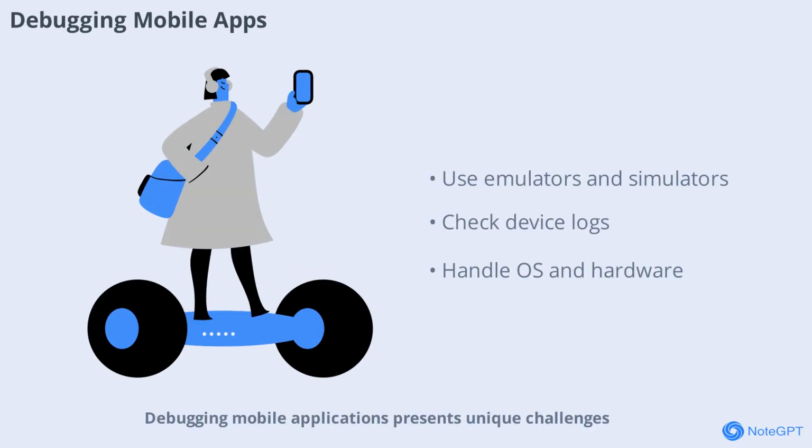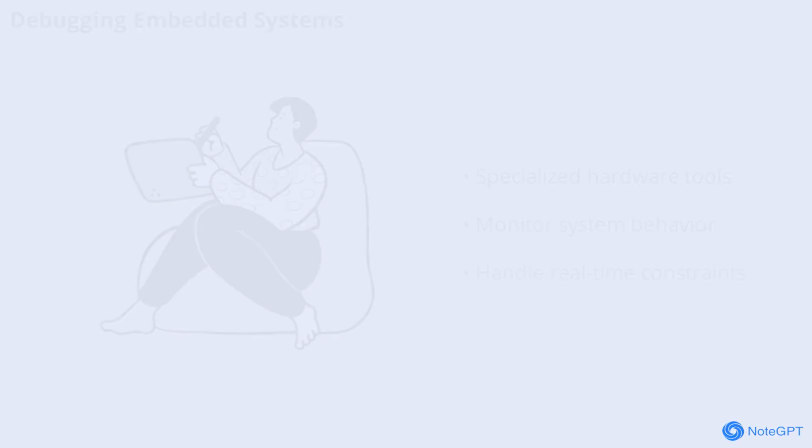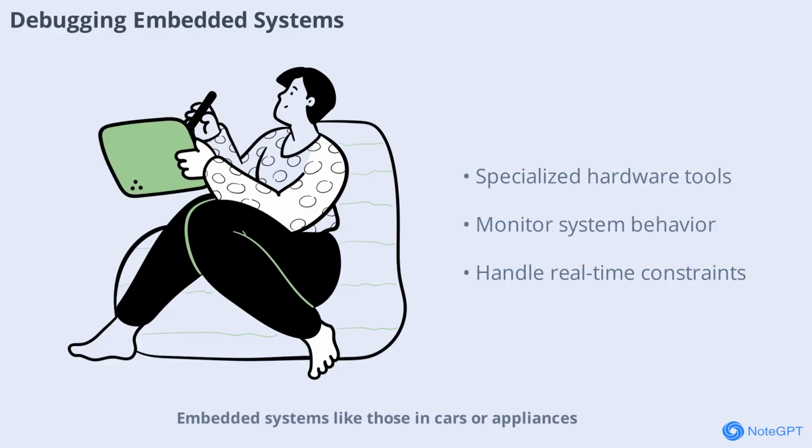Debugging mobile applications presents unique challenges. Developers use emulators, simulators, and device logs to track down issues. Mobile debugging often involves dealing with different operating systems, screen sizes, and hardware capabilities, making it a complex but rewarding process. Embedded systems, like those in cars or appliances, require specialized debugging techniques.